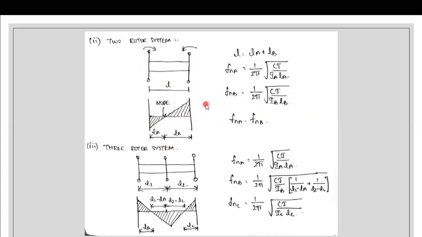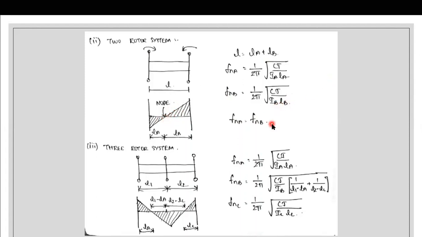Actually, previously we saw for rotor A, single rotor system, there we won't be getting any node. There we won't be getting any node at the middle of the shaft. We'll be having only one point there. But in case of two rotor system, we'll be getting a node at either middle or eccentric point of the shaft. And this point is the point where vibration will be 0.